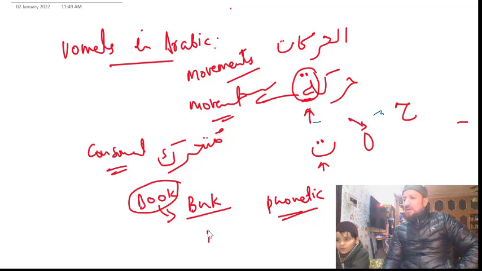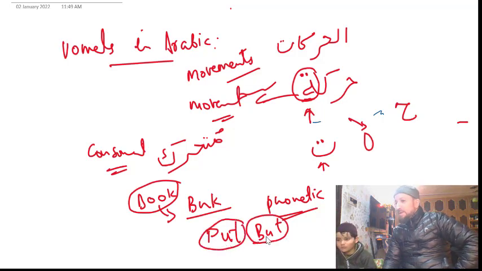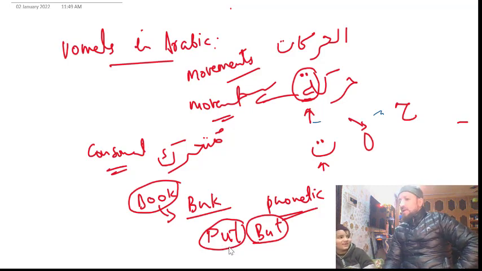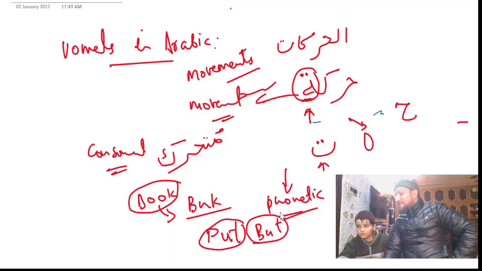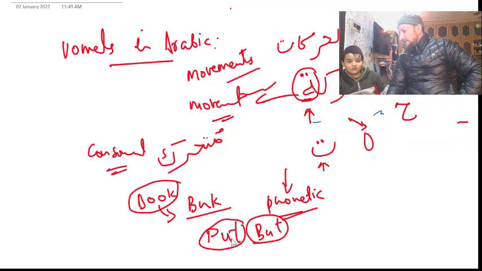Because in English, if this is "put", then "beauty" should also be pronounced like "put"'s "but". But beauty is not like that in English. So we need phonetics, which is why we read phonetics in English, to know exactly how to pronounce words.